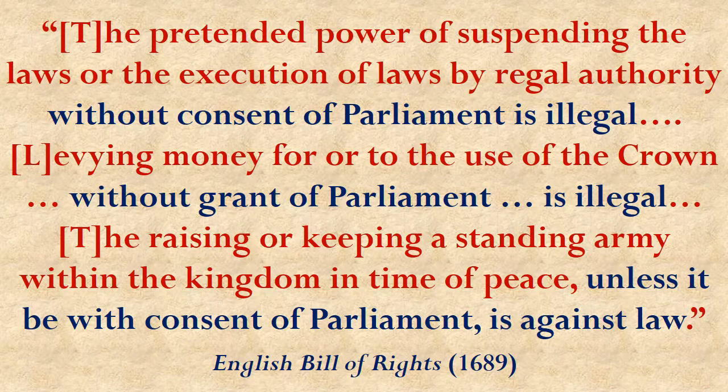So here's an example of the kind of thing that's found in the English Bill of Rights that this new King of England agreed to. Notice that it says that the power of suspending the execution of laws without consent of Parliament is illegal. The power of levying money for the use of the crown without grant of Parliament is illegal. The raising and keeping of an army unless with the consent of Parliament is illegal.